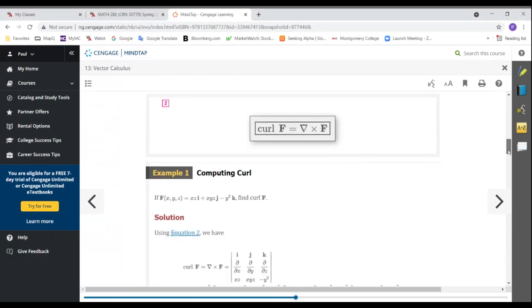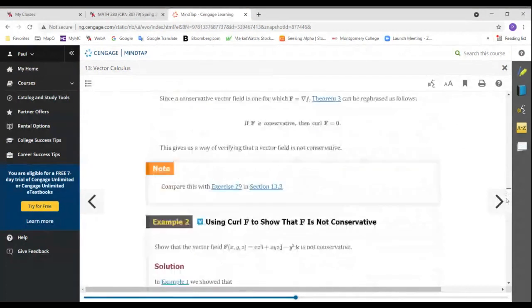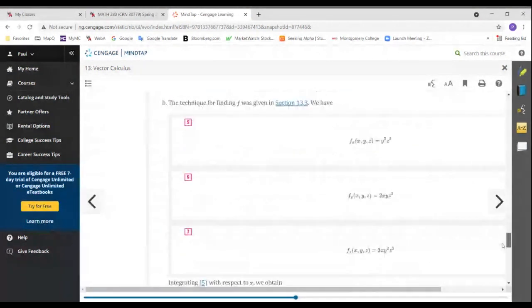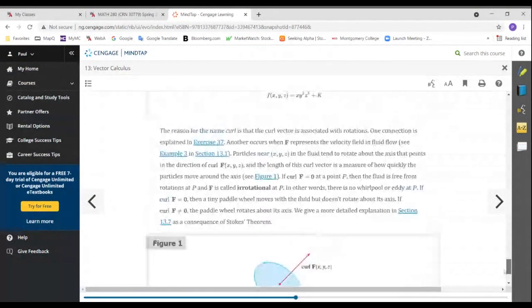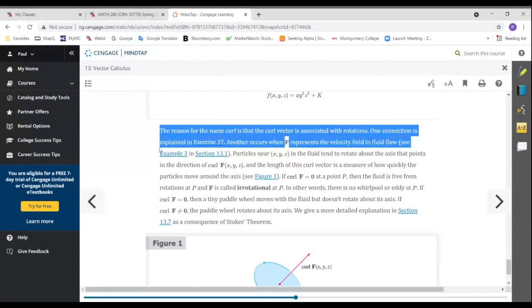So physically, what does a curl mean? What does a curl mean? Okay, well, the reason, and I'll just get my little marker out here, hopefully be able to highlight this.